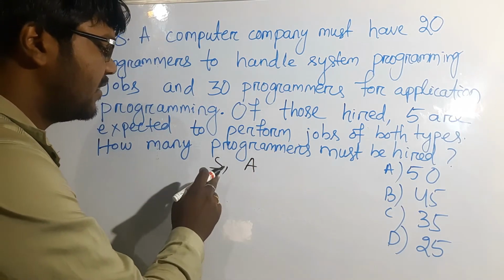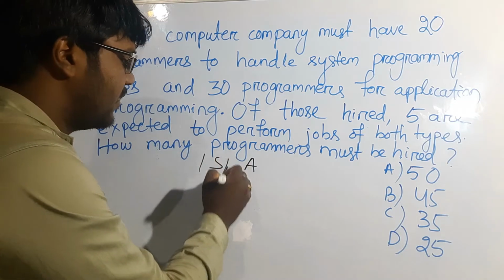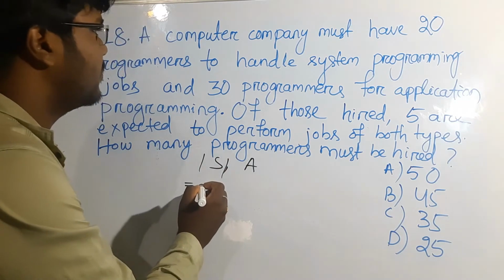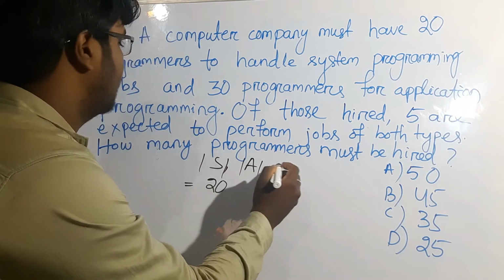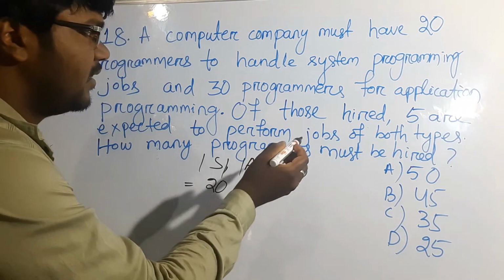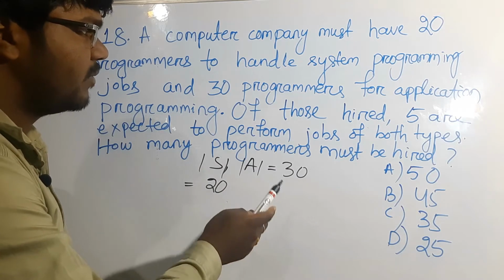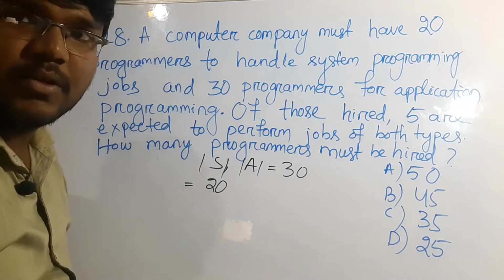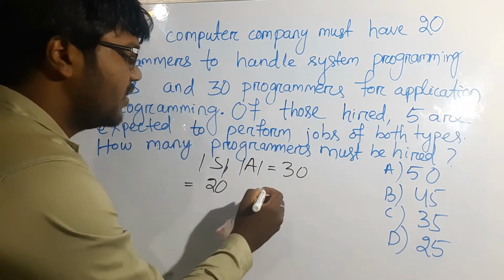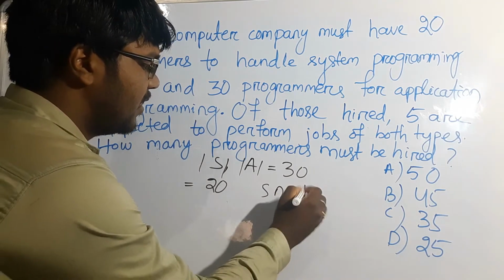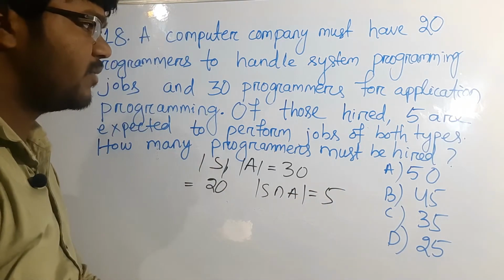Now we have the two sets S and A. It is given that in the S set we will keep 20 elements, and in A there are 30, and of those hired, 5 were expected to perform jobs of both types. So 5 will go in the intersection, they have to perform both types. So here S intersection A is 5, and the question is how many programmers must be hired.